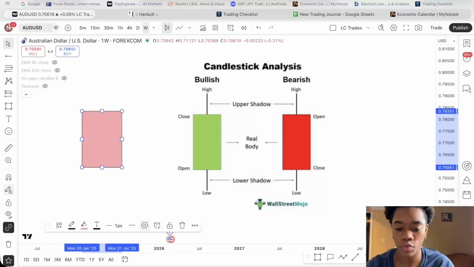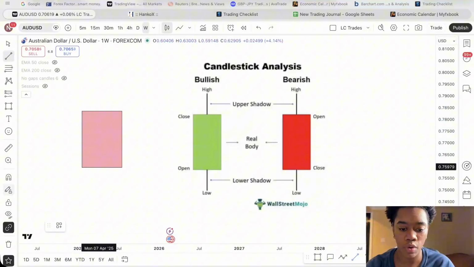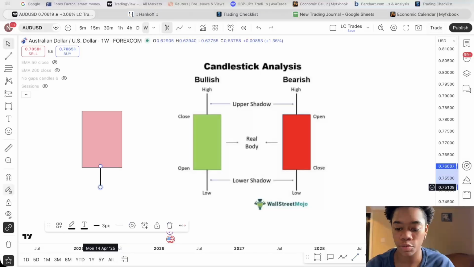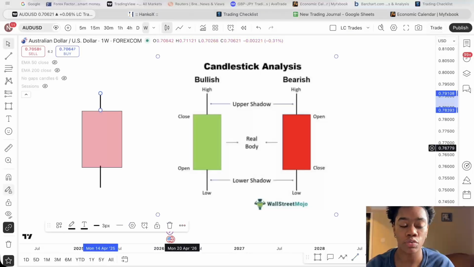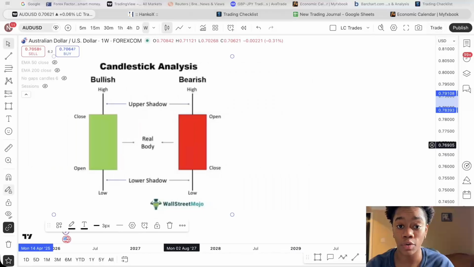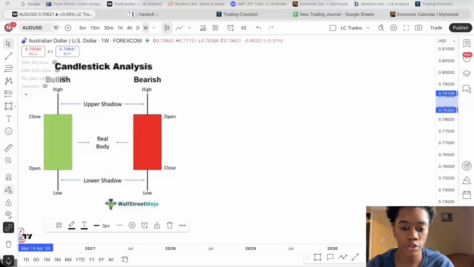Then what we have here are going to be wicks. So this is where price previously went, but it couldn't close at these parts. Why? Because sellers and buyers, they argue and they fight all the time. That's exactly why.